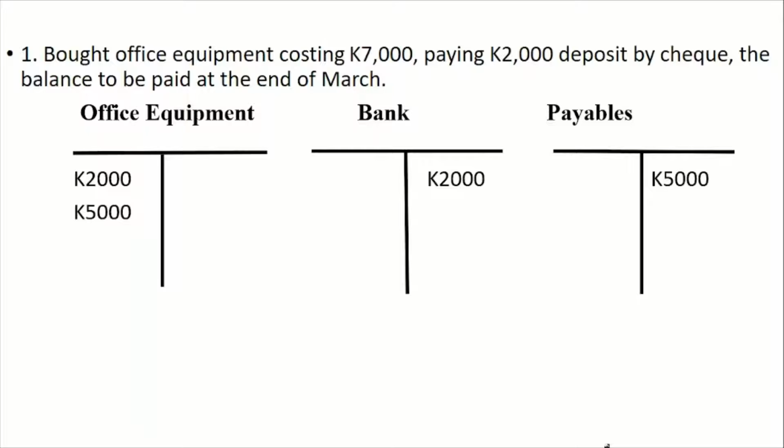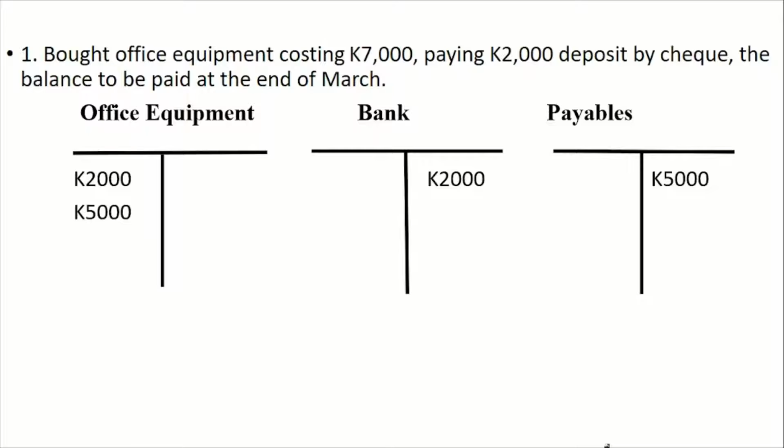Now, out of that 7,000, he only paid 2,000. So there is still a balance of 5,000. So again, we are going to debit the office equipment account with 5,000 because there is still a balance of 5,000. And this means that the office equipment account increased by 7,000. Out of that 7,000, he only paid 2,000 kwacha.